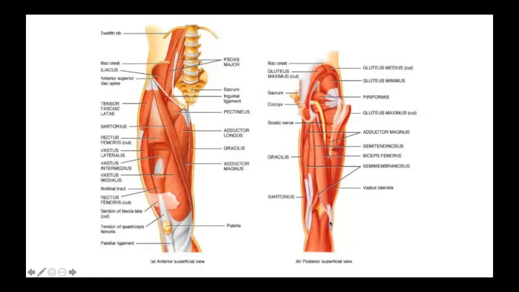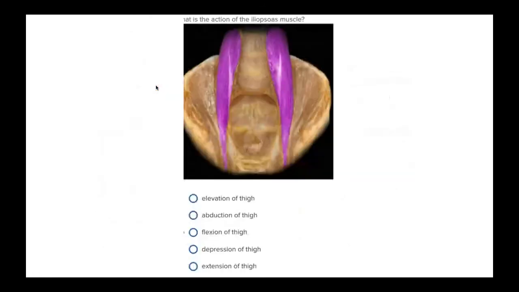They cross the knee joint so they can flex the knee. Completely antagonistic to the quads. The quads extend the knee. The hamstrings flex the knee. The hamstrings extend the hip, whereas the rectus femoris flexes the hip. So they're completely antagonistic.